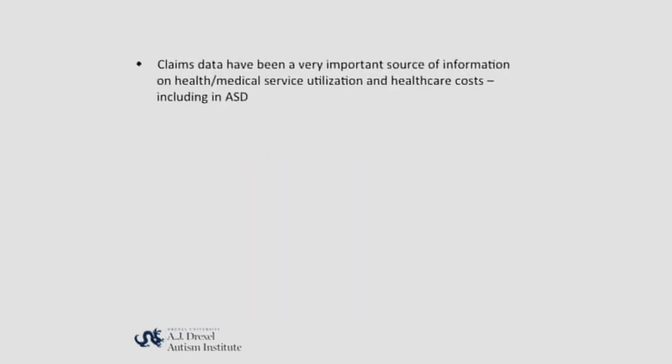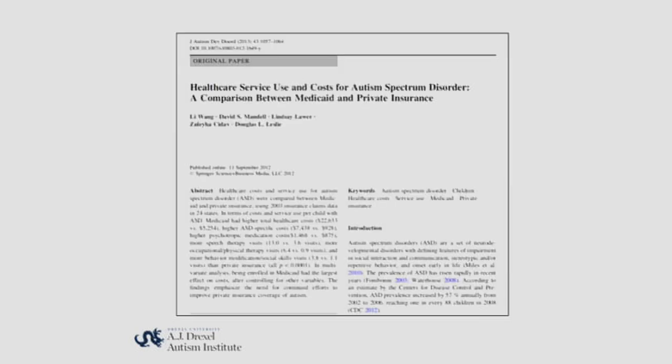Healthcare claims data have really been important in studying health, medical service utilization, and costs for a variety of outcomes, including autism. These are a couple of fairly recent papers that I pulled, both 2013 papers. This is a study just published in JEDP, Wang et al., with Dave Mandell, who's been a leader in looking at autism costs and outcomes using administrative data sets, and Lindsay Lauer, who works with me. They were all in this paper.